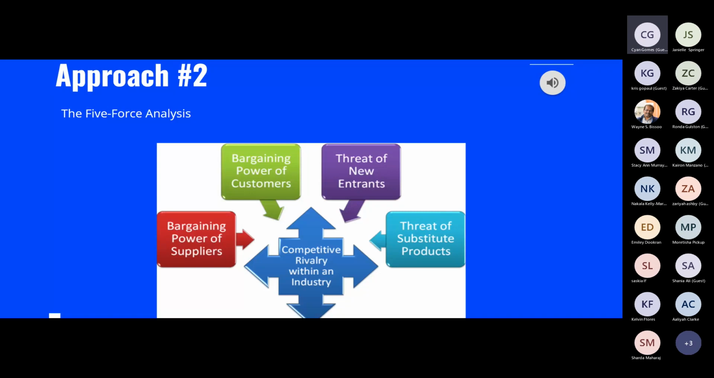Let's take a look. Number 1, potential new entrants into an industry. 2, the bargaining power of buyers. Number 3, the bargaining power of suppliers. And number 4, the threat of substitute products. And number 5, rivalry among competitors.